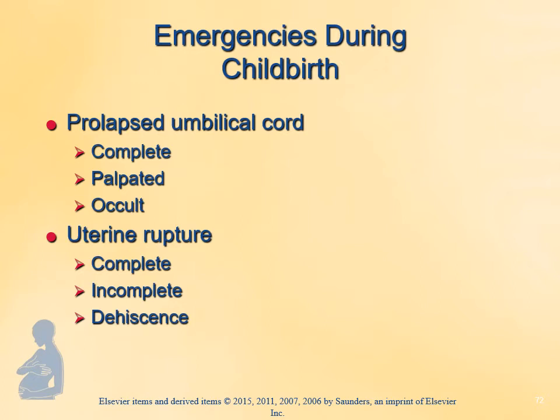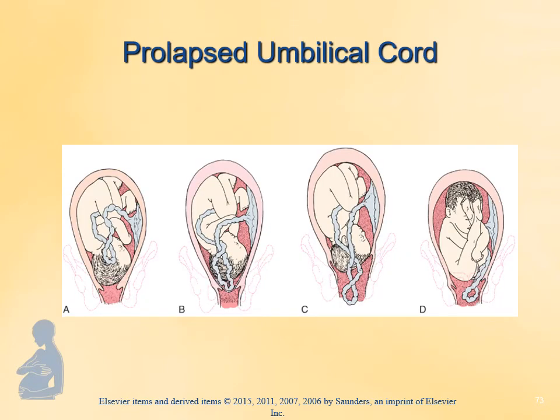And then we have uterine rupture. That can happen in different stages as well. It can either be complete, incomplete, or dehiscence. So it just depends on how much of that uterine muscle has torn open. So here's some pictures of a prolapsed umbilical cord. You can see how sometimes it's just a little bit of the cord, and other times it's a lot.